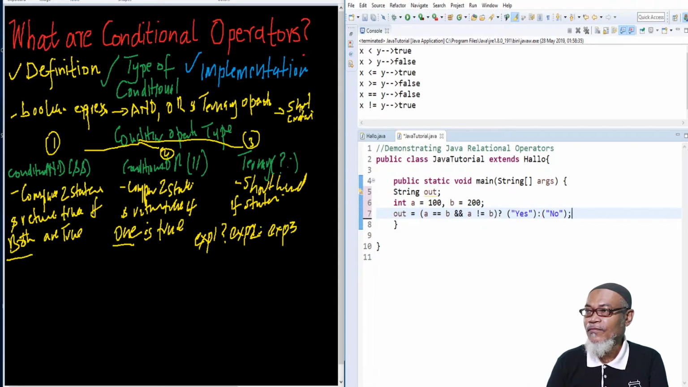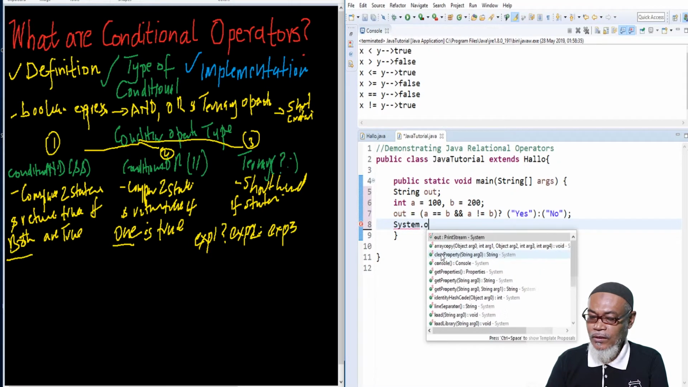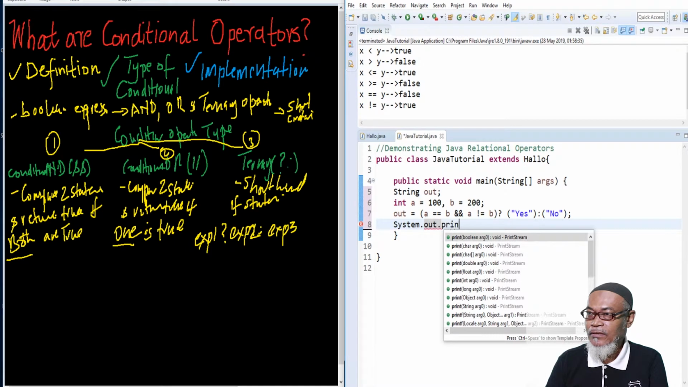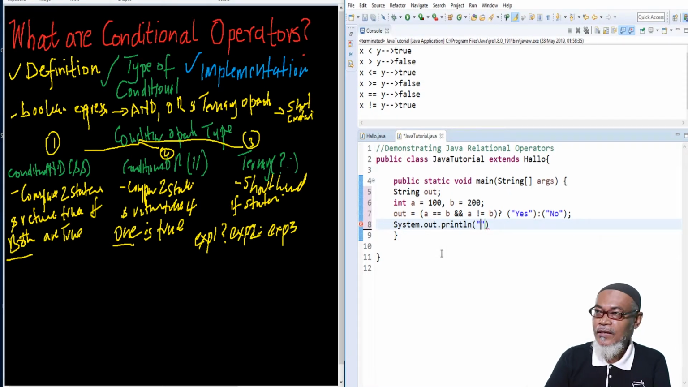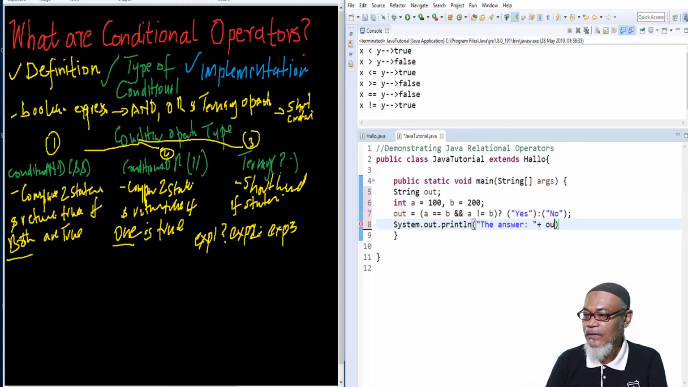So we have used the ternary operator. Now I just say System.out.println. What I want to print is a very simple statement: the answer equals, then plus out. That will give me the answer.